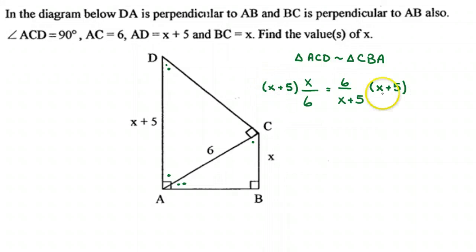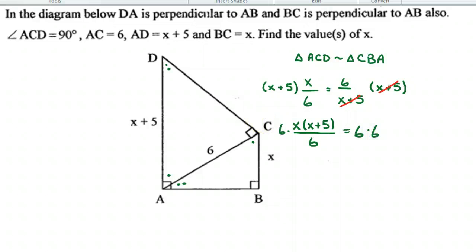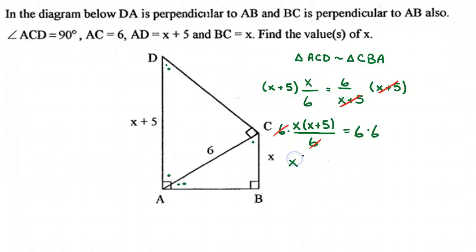And what happens then is these two cancel out. So what I end up with is x times x plus 5 over 6 equals 6. Now I'm going to multiply both sides by 6. When I multiply both sides by 6, these cancel out. So I get x times x plus 5 is equal to 36. At this point I stop and think, okay, now I have one equation with one unknown. That's a little easier to solve for.